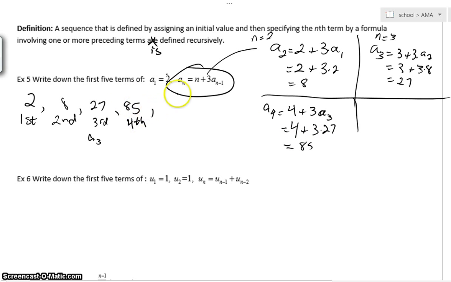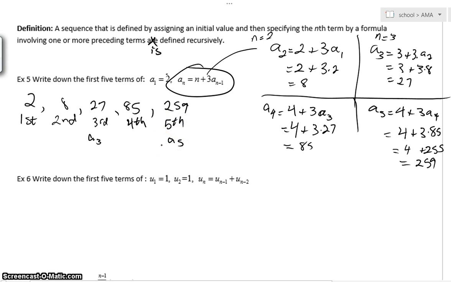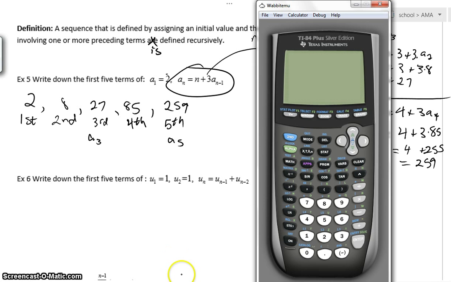I guess we have to get to our fifth term. A sub 5 would be 4 plus 3 times, well, you guessed it, a sub 4. A sub 4 we just found was 85. 3 times 85 is 255, I believe. And we can add a 4 to that and get 259. Well, you can see the difficulty if we'd ask to find, say, the 100th term. To get the 100th term, we'd need to know the 99th term. Now, I'd like to show you how the calculator can come to our aid.